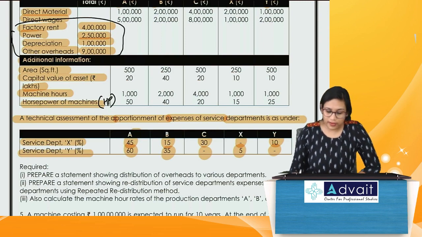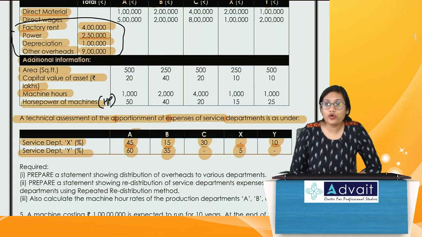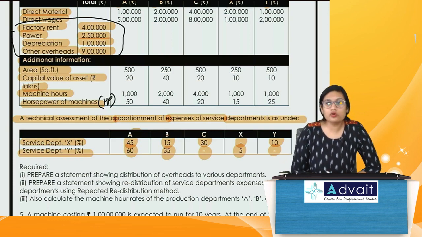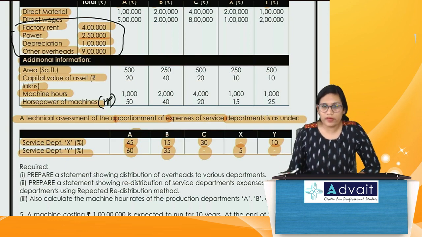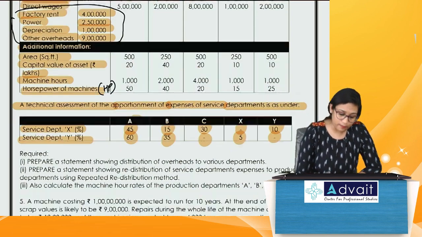X is also serving Y, and Y is also serving X, which means we are talking about the reciprocal method, right? Either we use simultaneous equations like we did in the previous problem, or we use repeated redistribution. So let's see what they have asked us in the problem.